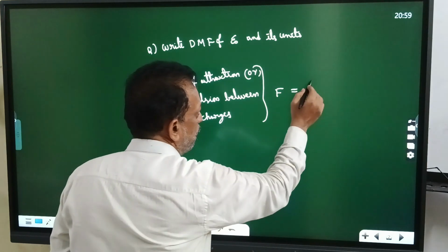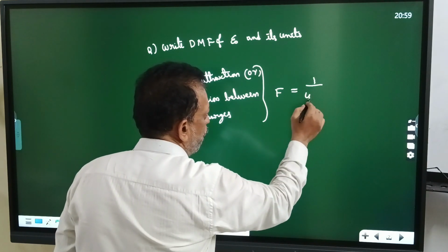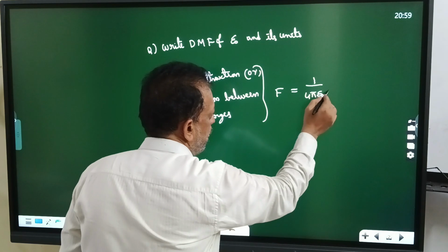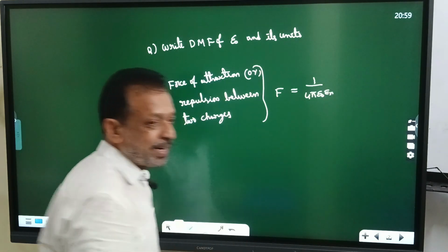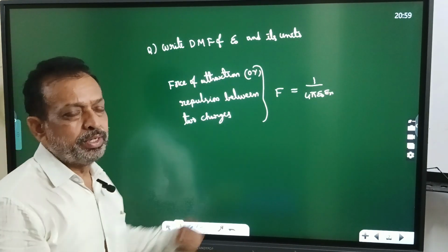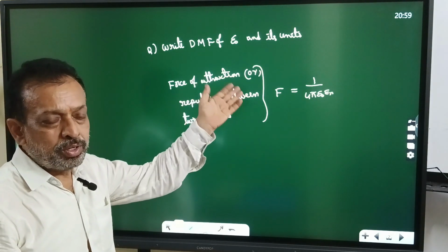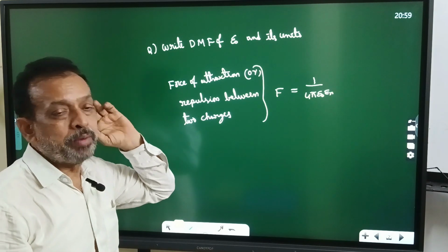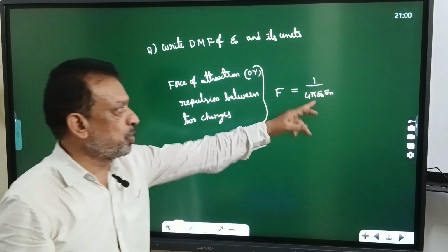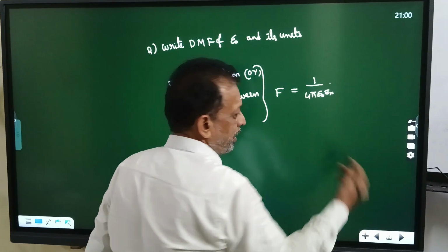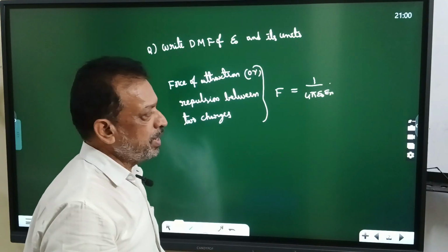1 by 4 pi epsilon naught epsilon r. Epsilon r is the dielectric constant, a constant value depending upon the medium. Like before, mu r is the relative permeability of the medium. We call it the dielectric constant here, which depends on the medium. For air or vacuum the value here is 1, and there also it is 1.